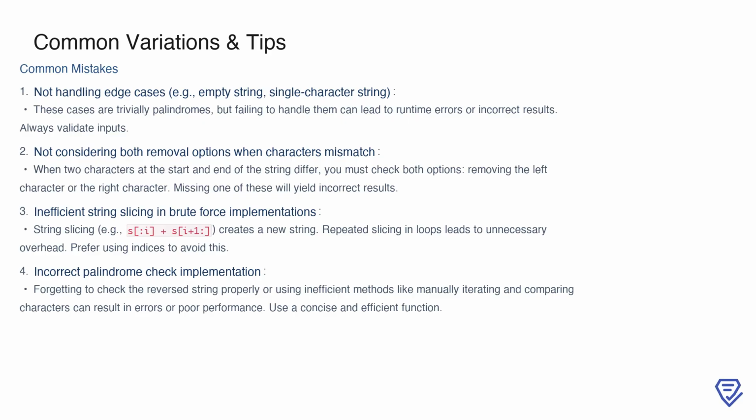Additionally, in brute force implementations, inefficient string slicing is a trap. Operations like s[:i] + s[i+1:] create entirely new strings, which can become a performance bottleneck when repeated in loops. Instead, aim to work directly with indices to avoid this overhead. Lastly, errors in the palindrome check itself can occur. For example, forgetting to properly reverse the string or using manual, inefficient methods to compare characters can lead to bugs or poor performance. A concise and efficient helper function is key to avoiding these pitfalls.